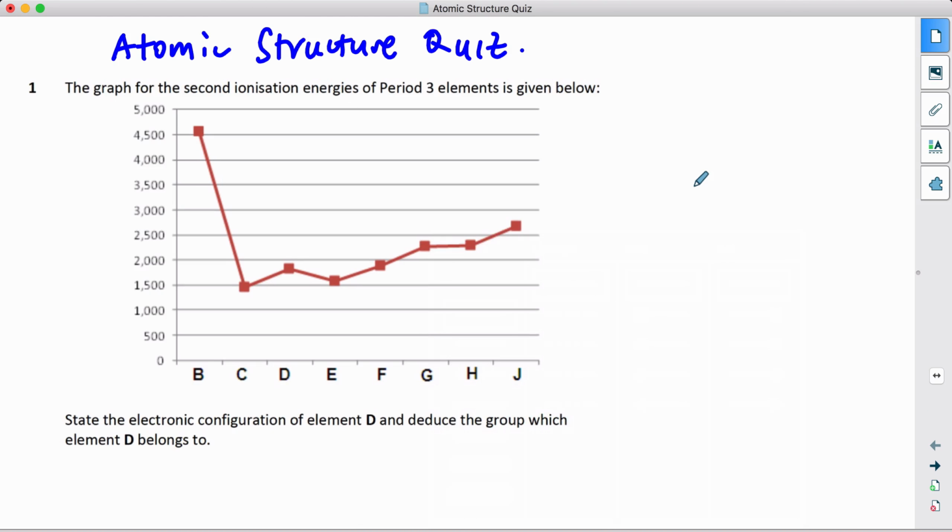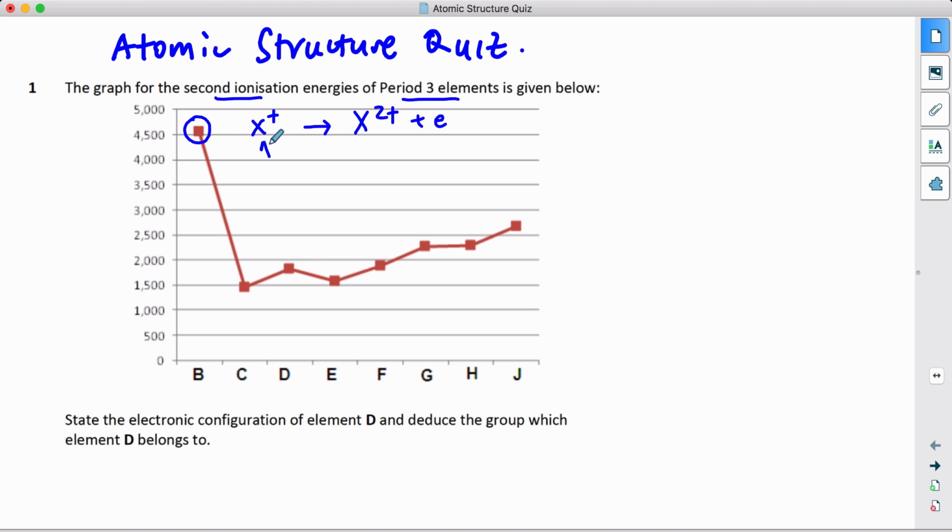Okay, today I will just go through the answers for the atomic structure quiz. Let's look at question 1. The graph for the second IE of a period 3 element is given below. If you look at element B, it has a very high second IE, which means it has a very stable X+ structure, because X+ goes to X2+ plus e, this is the second IE.